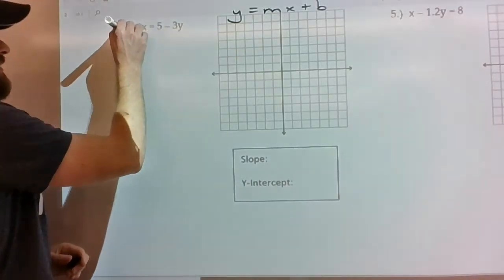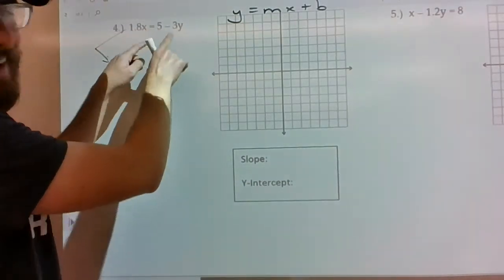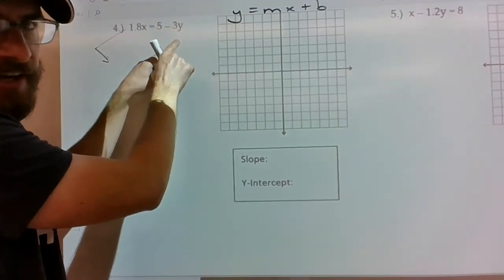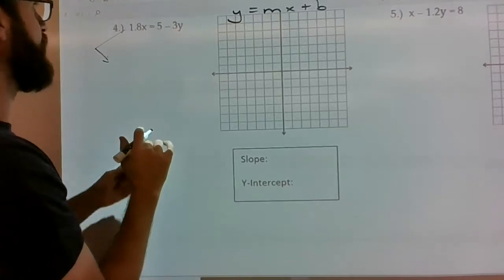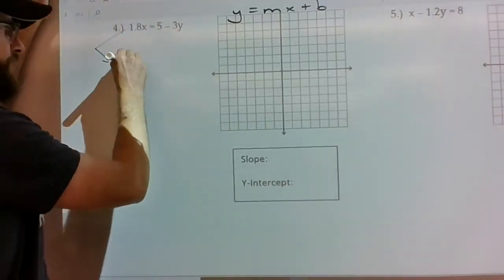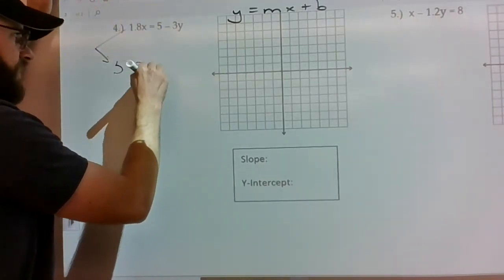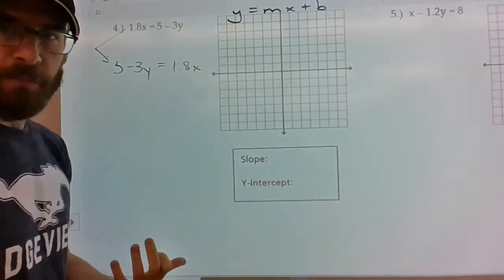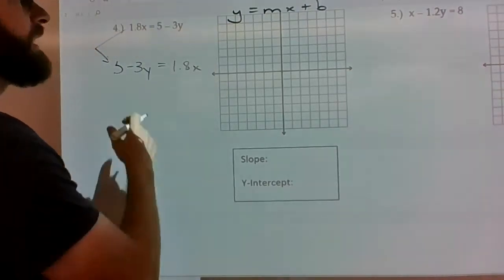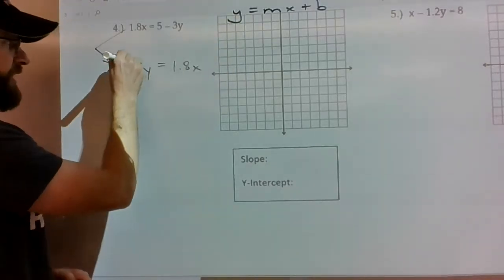So a lot of times, again, people will say, I don't like the y on the right-hand side. It's confusing. I'm literally just going to write a mirror image of it. So the right-hand side, I'm going to rewrite it on the left. The left-hand side, I'm going to rewrite it on the right. Sometimes that's super helpful for people. Now I want y by itself, so that 5's got to go.